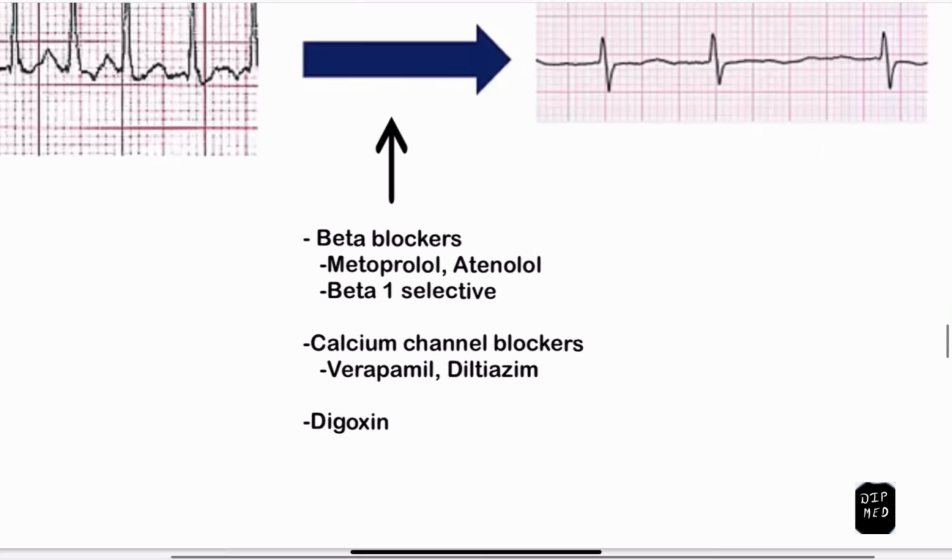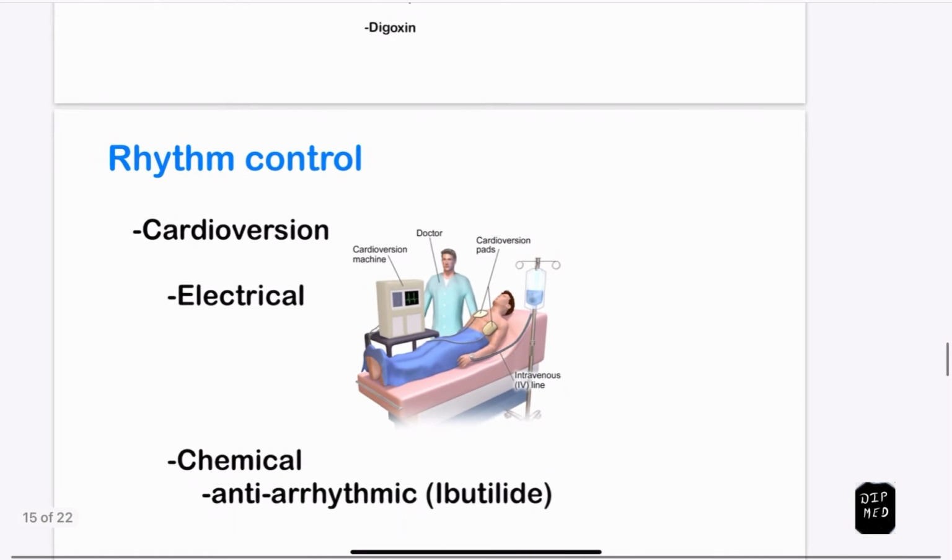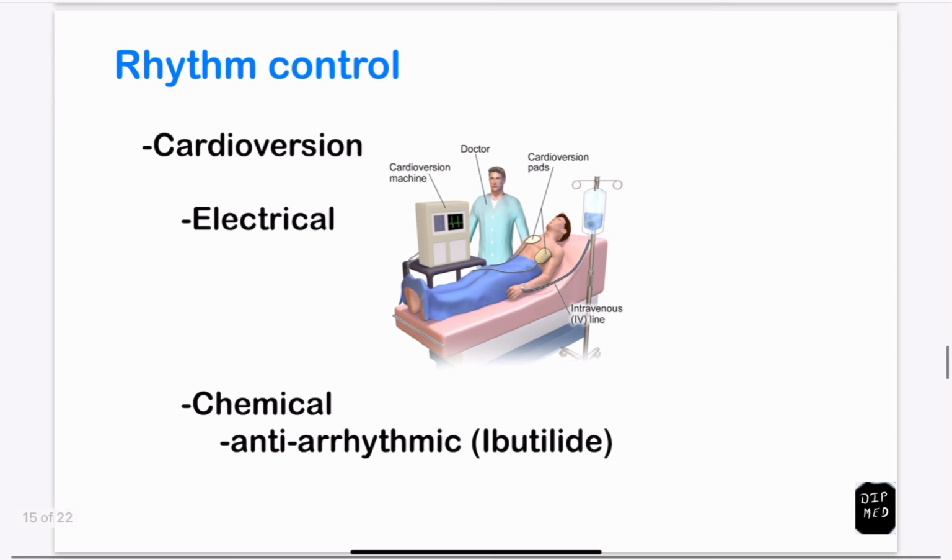The drugs that can be used are beta blockers like metoprolol and atenolol, that are beta-1 selective agents, calcium channel blockers like verapamil or diltiazem, and digoxin. The reason why we use these drugs is because they all slow down AV node conduction. Now for many patients, controlling the heart rate is all that is required and they remain asymptomatic for the rest of the period. But in some patients, even after slowing down the heart rate, the symptoms persist.